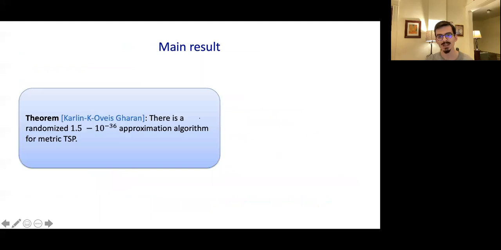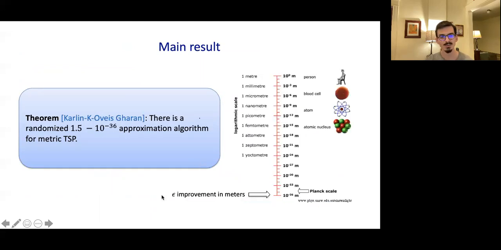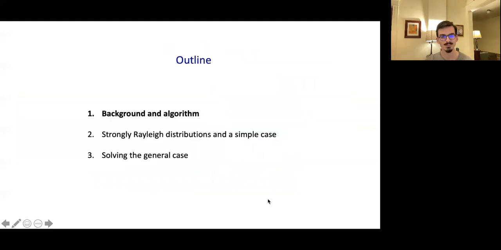I'm going to tell you about some tiny progress on this question. So in this work, we prove that there's a randomized 1.5 minus 10 to the negative 36 approximation algorithm for TSP. I'll start with 2 pieces of background and by defining the algorithm.